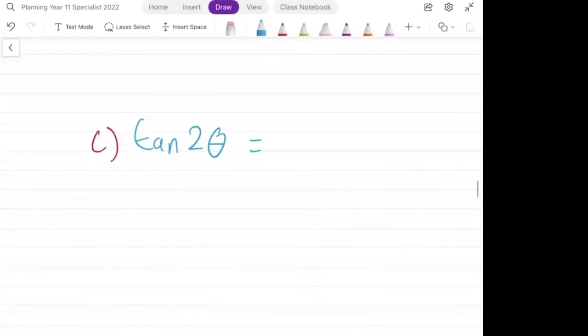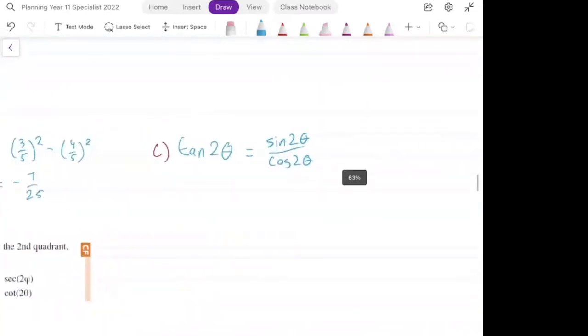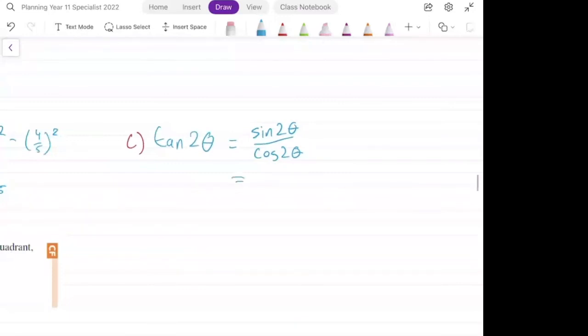For tan of 2 theta, tan of 2 theta is going to equal sine 2 theta over cos 2 theta. So I'm simply just going to be dividing my two solutions over on that side. So it should give me a negative because I'm dividing a positive by a negative, which in this case is going to become minus 24/7.